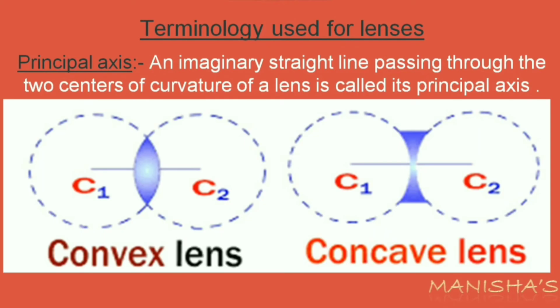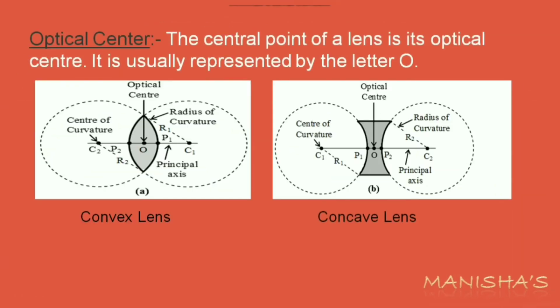Next is the principal axis. So the imaginary straight line passing through the two center of curvature of the lens is called its principal axis. See in this diagram, this one is the imaginary line. So this imaginary line which passes through the center of curvature, this is known as the principal axis for the lens.